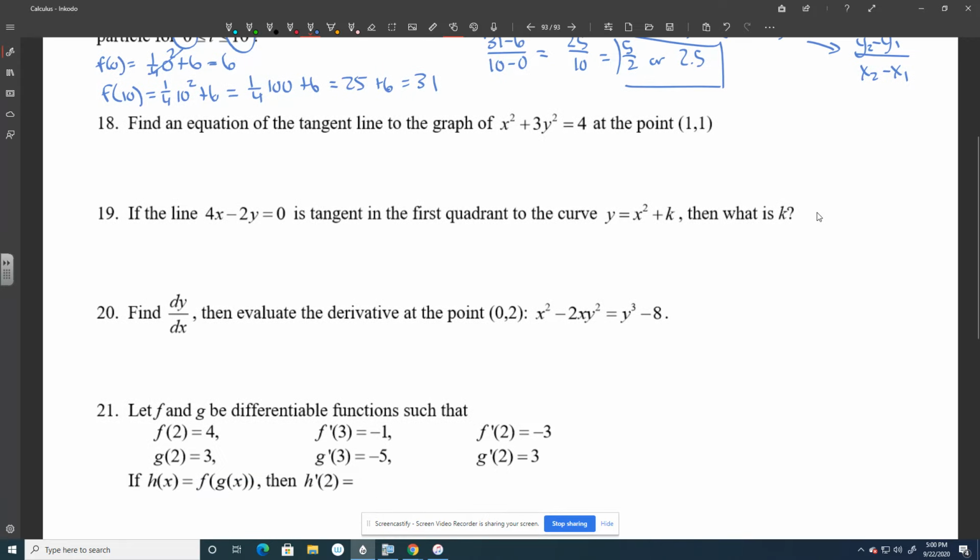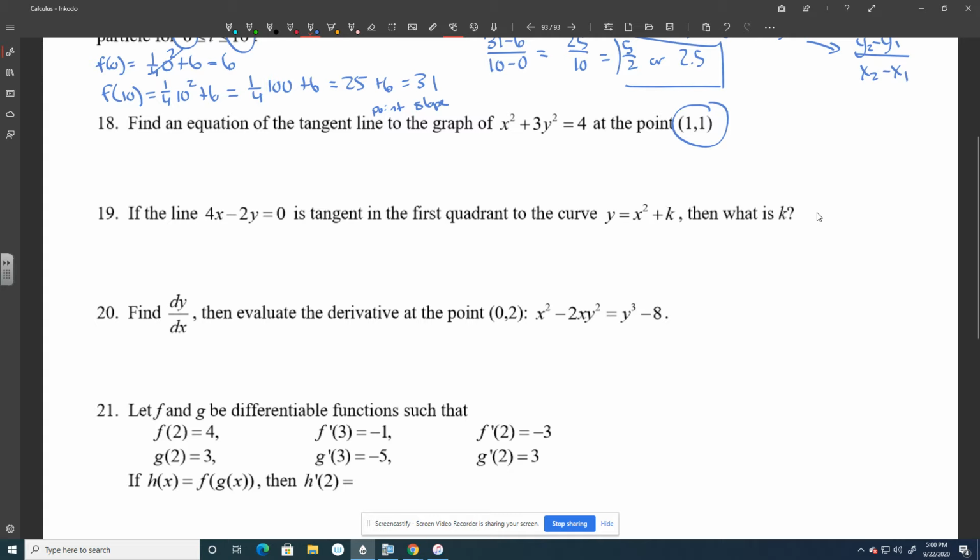Okay, number 18, find an equation of the tangent line to the graph of x squared plus 3y squared equals 4 at the point (1, 1). So I'm looking for the equation of a tangent line, which means I need a point and I need a slope. I've already got my point. That's nice. So I just need to find the slope using this formula.